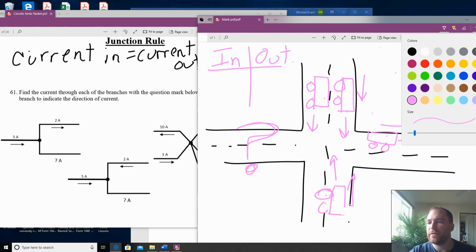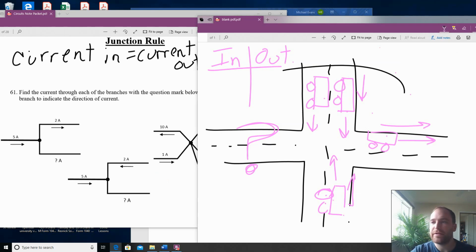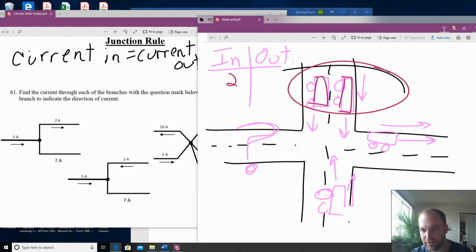Alright, let's change colors here. Let's start with these cars up here. Are they going into the intersection or out of the intersection? I would say that they're going into it, they're approaching it, they're driving towards it. So I'm going to put those here, 2. I'm going to write 2 because there is 1 car, 2 cars. That's where I got that from. Let's do this guy right here. Alright, well, we're traveling that way. I would argue that that's traveling out of the intersection or away from it. So I'm going to put a 1 because there's only one car there.